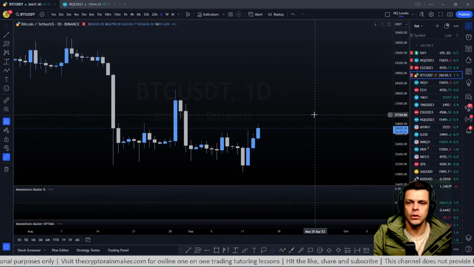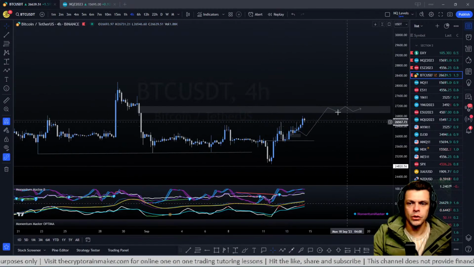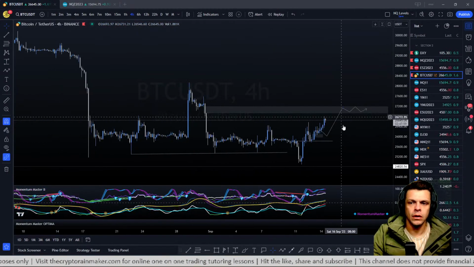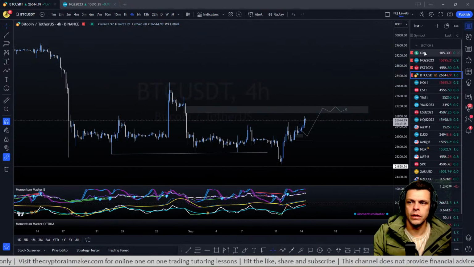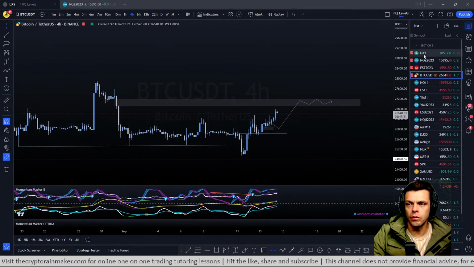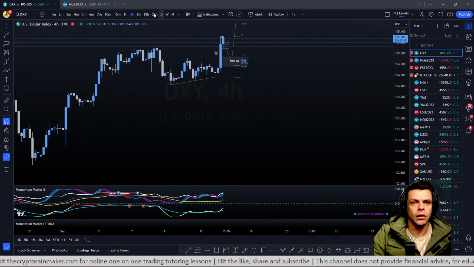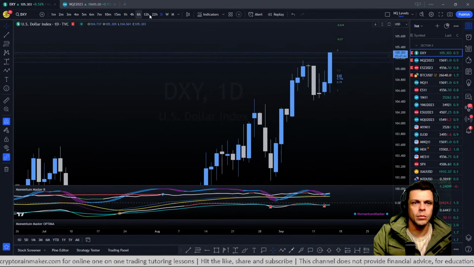So my thinking was on the 4 hour, we push into that fair value gap, consolidate a bit, rebalance it, and then push to the upside as the dollar is going down into that daily fair value gap. But obviously the dollar did not follow my exact projection. You can see we are pushing past that imbalance right now.